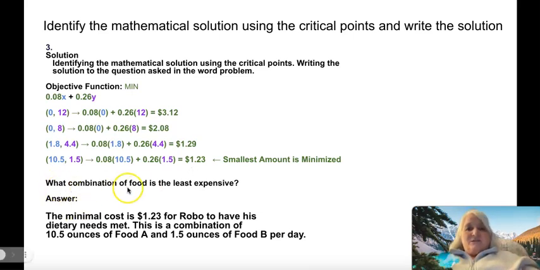So what combination of food is the least expensive? That comes from the question. So my answer is in words to answer the question. The minimal cost is $1.23 for Robo to have his dietary needs met. This is a combination of 10.5 ounces of food A and 1.5 ounces of food B per day. Okay, so I answered the question and we're all good to go.